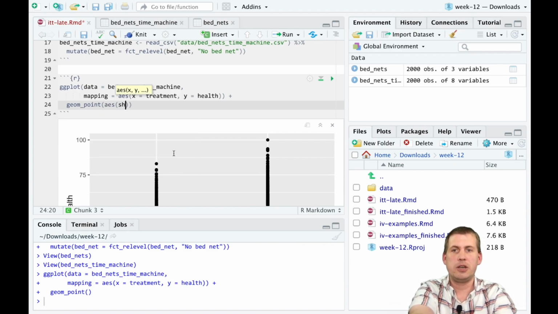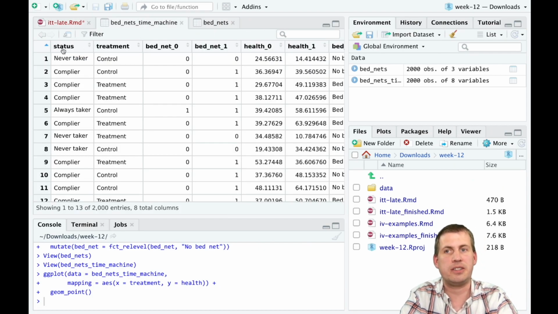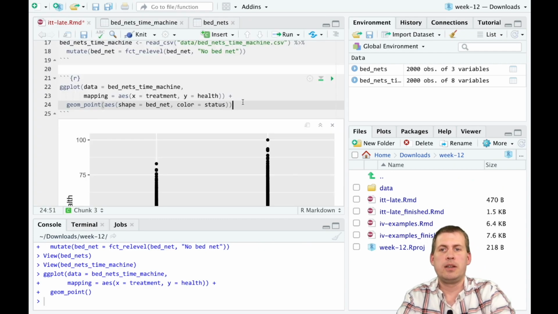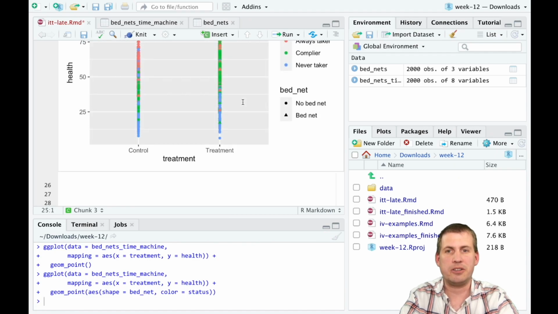aes. We can change the shape of the points. We'll say shape equals bed net. So this is whether or not they did the bed net. And we can color by status. The status column is this unknown thing that tells us if they're a never taker or a complier, etc. So if we run this now, we should see a whole bunch of colored points.